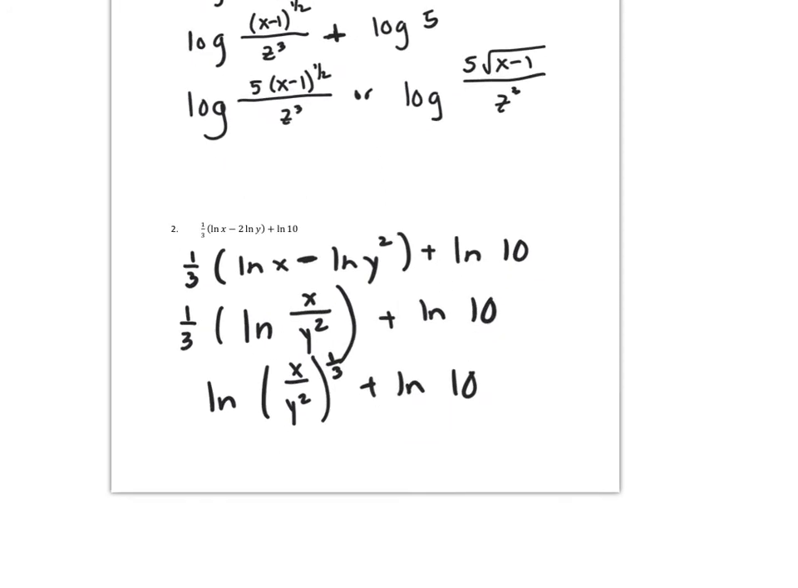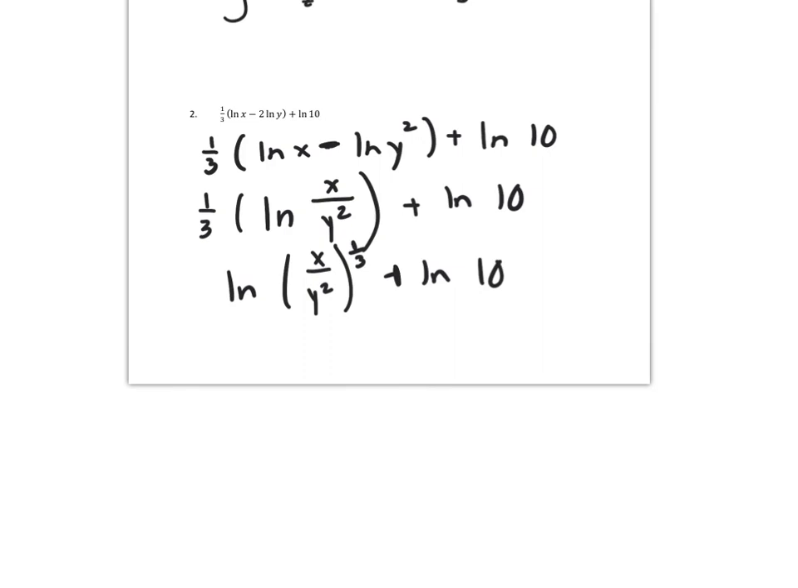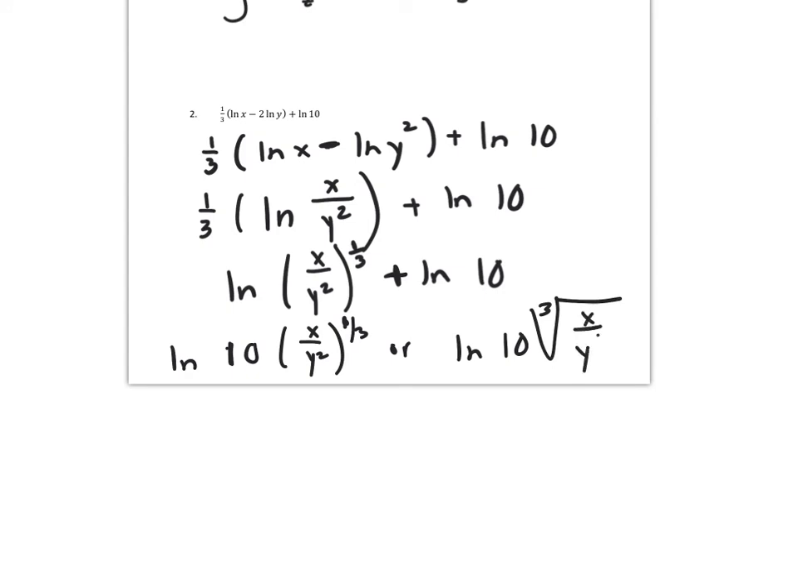So you rewrite plus as multiplication. That's ln of 10 times x over y squared to the 1/3. Or you could write it as ln of 10 cube root, that's a 1 there, cube root of x over y squared.